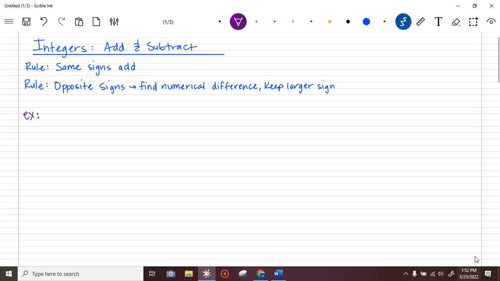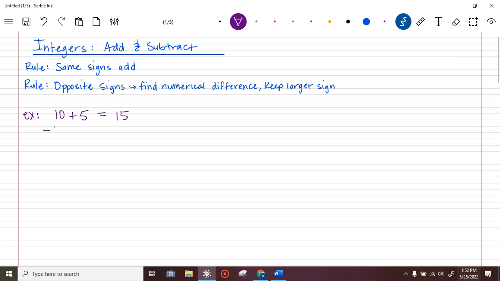Going to learn how to add and subtract integers. When you're dealing with integers, there are two rules. One of the rules is when you have the same sign, you're supposed to add the numbers. So if you have two positives, like 10 plus 5, you just add, that's natural, so we get 15. That would be considered the same sign, two positives.